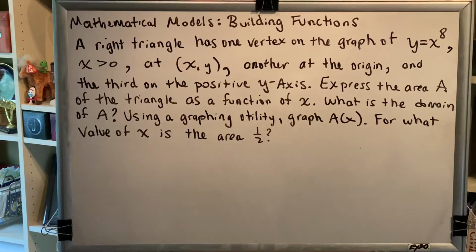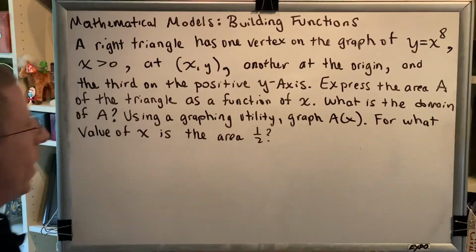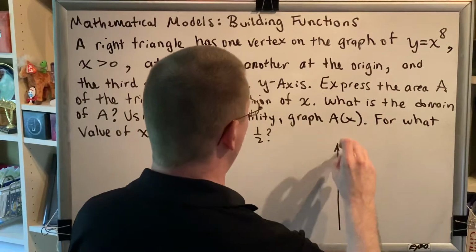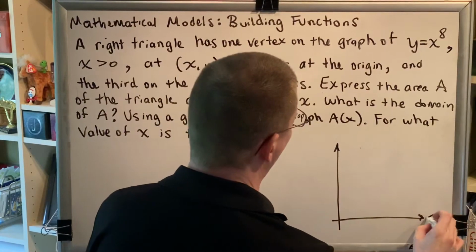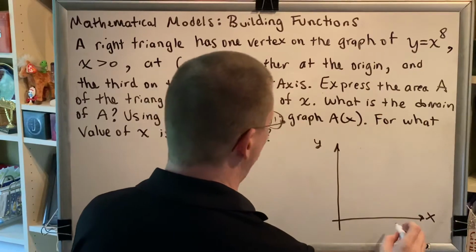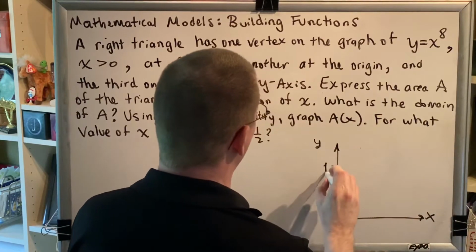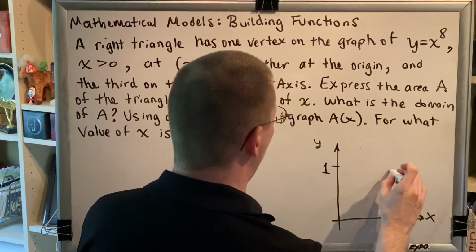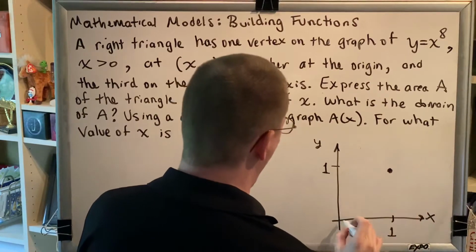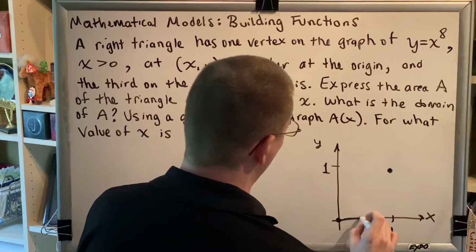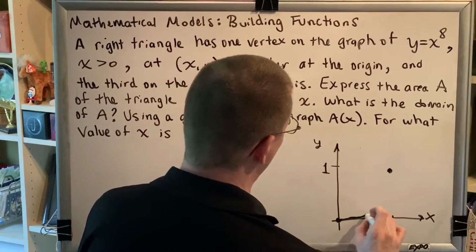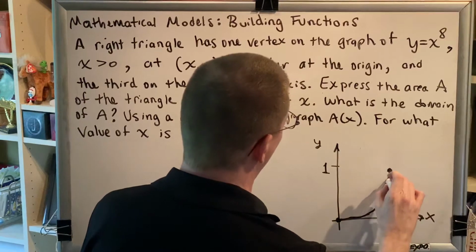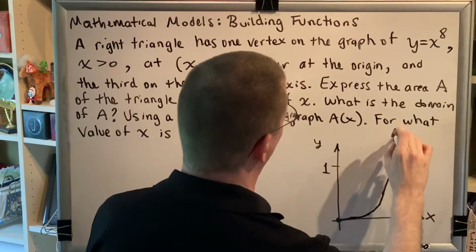Using a graphing utility, graph A of x. For what value of x is the area 1/2? Okay, so the first thing we want to do is look at the diagram. The diagram of this graph is going to be given to you in the problem, and it's going to look a little something like this. There's a y value of 1. There's an x value of 1. The graph is going to go right through that point, and it's going to be very flat near the origin, and then it's going to turn sharply through this point and up.